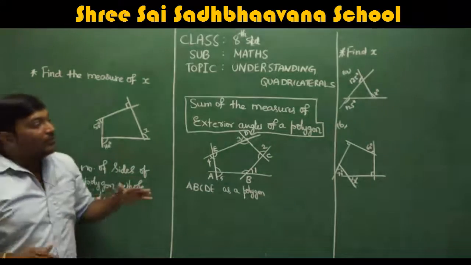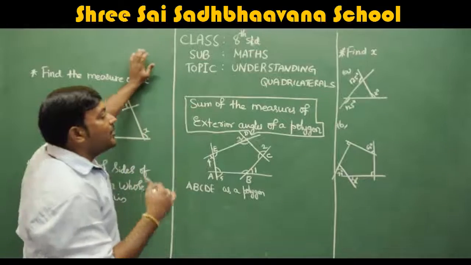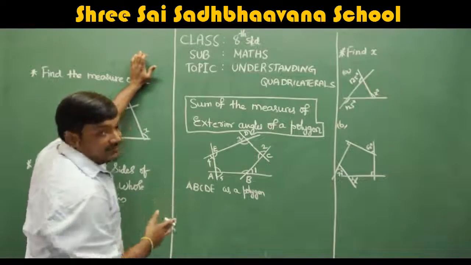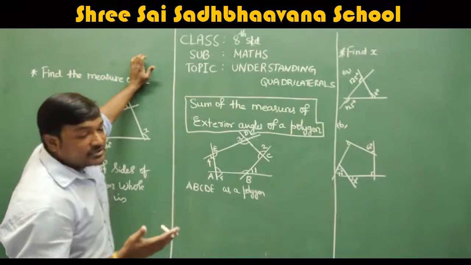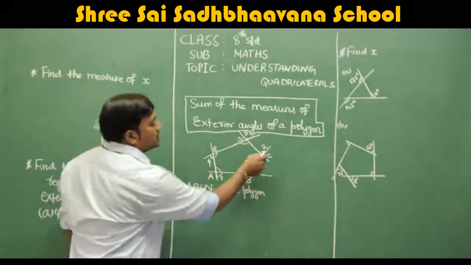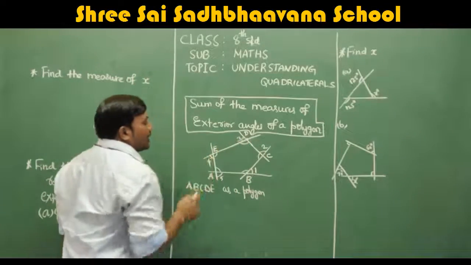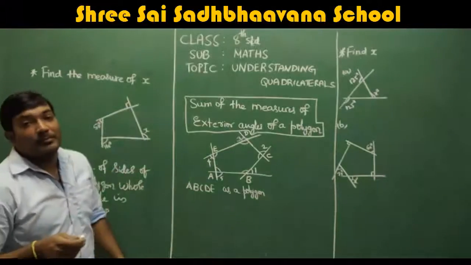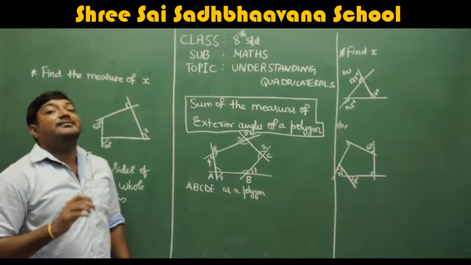Remember, for any polygon, the sum of the exterior angles will be 360. What are the exterior angles? 1, 2, 3, 4 and 5. So if you add all the exterior angles of a polygon, the sum is 360.